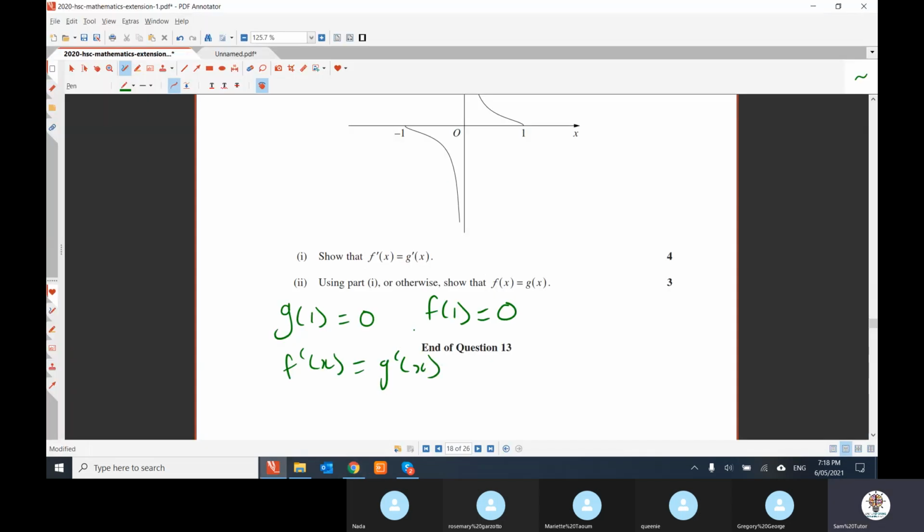Do f of negative 1 and g of negative 1. They should have also been the same. Check it, confirm with me. They should both equal 0. Are they the same, or are they actually equal to 0? Yeah, that's it. Easy. That was 3 marks.